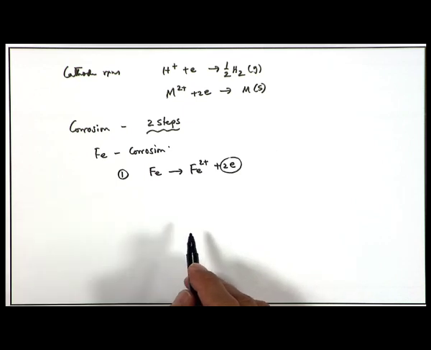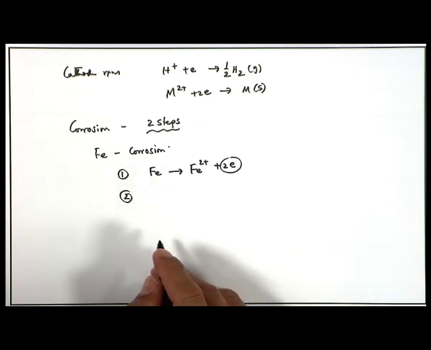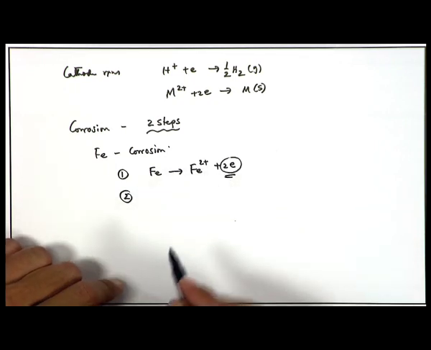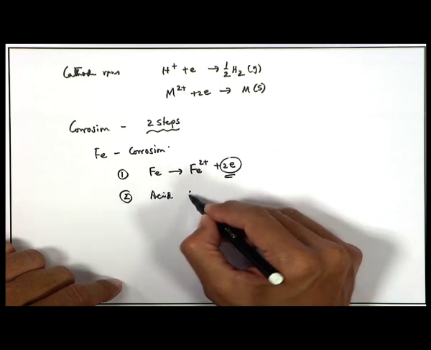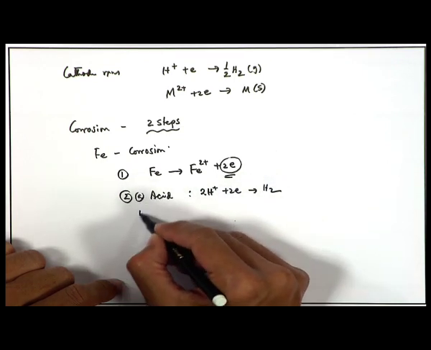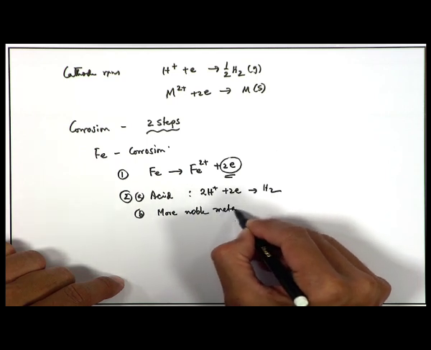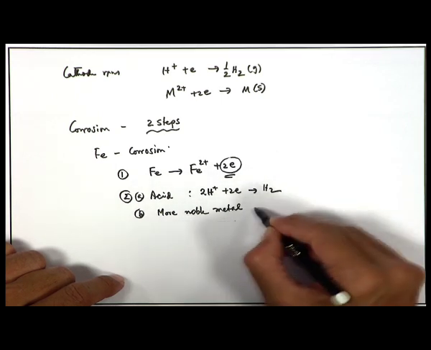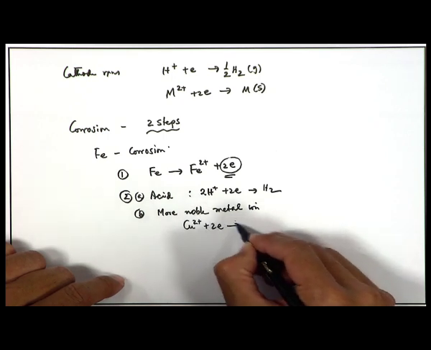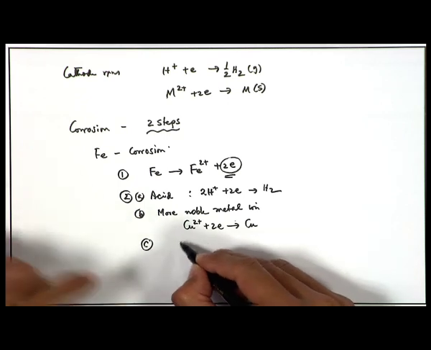Okay, so what happens, second step is, corrosion will continue smoothly as the depolarizer or the electron acceptor is removing this electron. Say for example, acid, as I mentioned, so 2H plus twice electron gets you H2. Or, if you have a more noble metal, so metal ion, what will happen? Cu 2 plus, then plus twice electron, that gets you Cu.